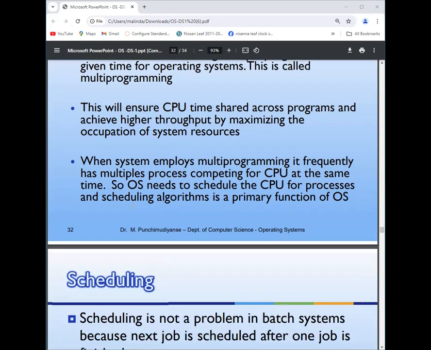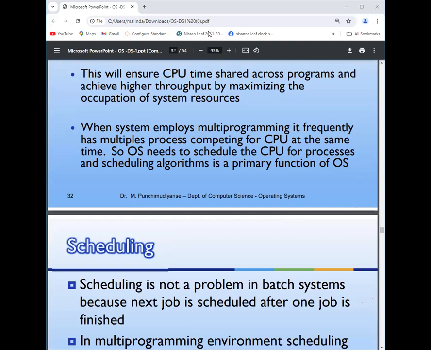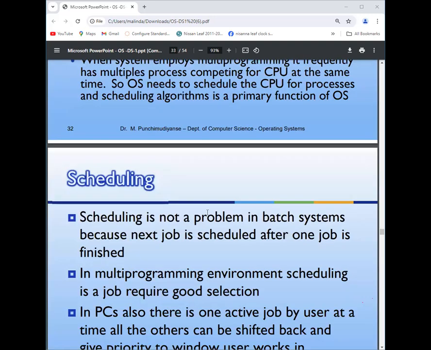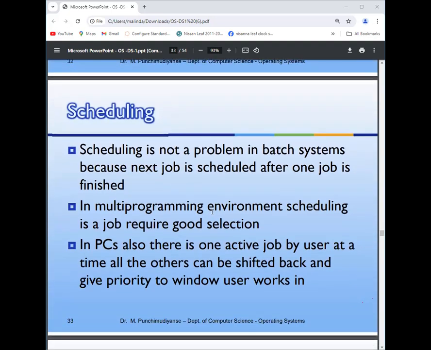So we'll go back to scheduling. Scheduling is not a problem in batch systems, because in a batch system, one job is done after another; the next job is scheduled after one job is finished. But in a multi-programming environment where multiple processes are competing for the CPU, it requires a good selection. Which one goes next into the CPU? There are multiple processes in the queue, so which one is given the chance to run? That's a good question to solve.